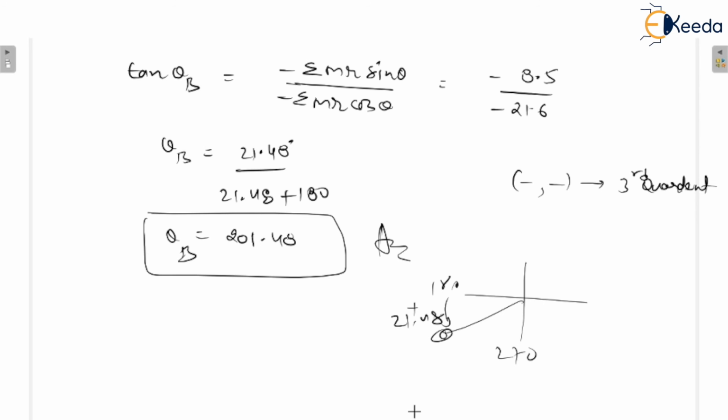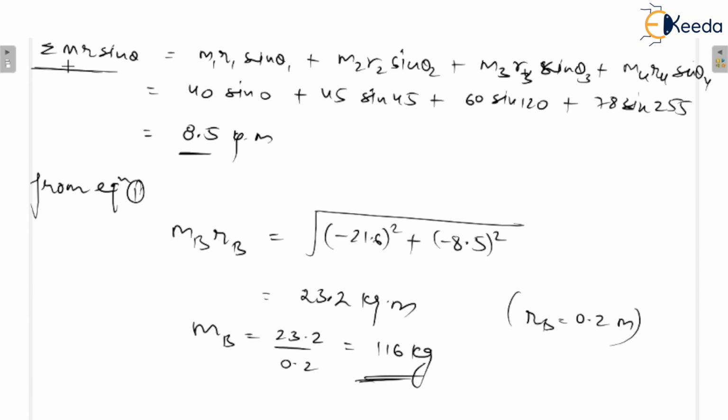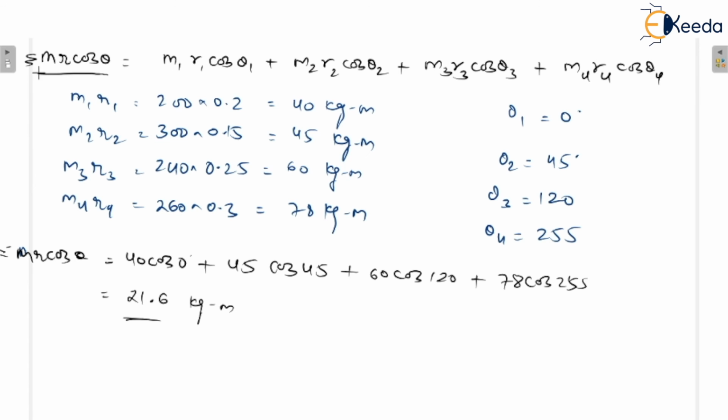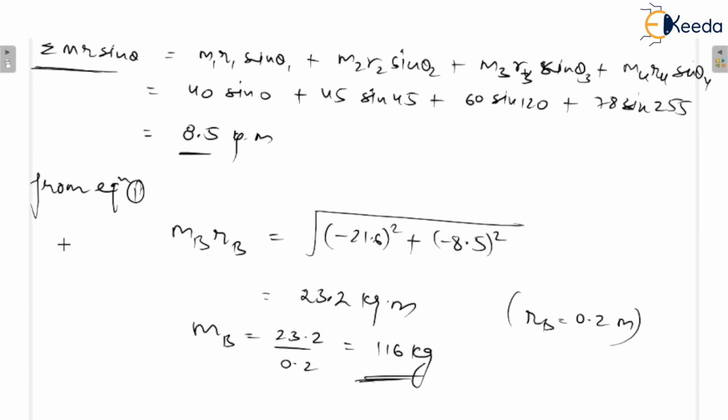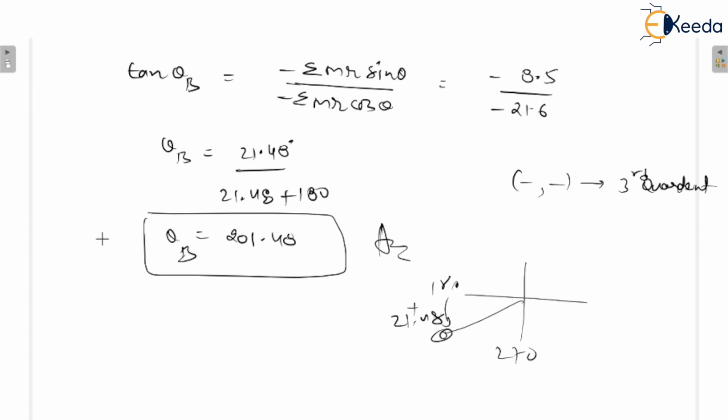Now you understand how to solve the questions on the static balancing of the rotating masses. First we need to calculate the summation of horizontal forces and the vertical forces, and then you have to use this equation number 1. This is a very important formula, you must learn this, and you will get the magnitude as well as the position from this formula.